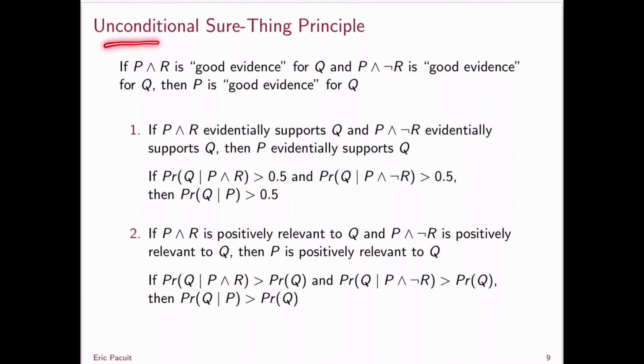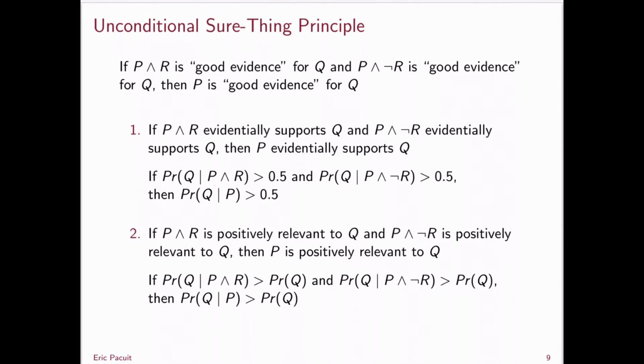So now let's turn to the unconditional sure thing principle. This is the statement that if P and R is good evidence for Q, and P and not R is good evidence for Q, then P must be good evidence. So we're not conditioning on R, we're looking at the unconditional sure thing. Well, we've already seen that if we understand good evidence in terms of evidential support, this statement holds. That if the probability of Q given P and R is greater than 0.5, and the probability of Q given P and not R is greater than 0.5, then the probability of Q given P must be greater than 0.5. But what about positive relevance?